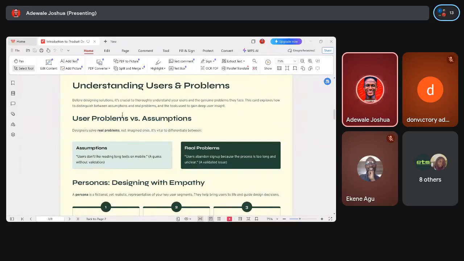User problems versus assumptions. Designers solve real problems, as we all know, not imagined ones. It's vital to differentiate between assumptions and real problems. So, an assumption is like users don't like reading long text on mobile, a guess without validation. Then, for the real problems aspect, real users abandon sign up because the process is too long and unclear, a validated issue. So, some of these are things you face as a designer.